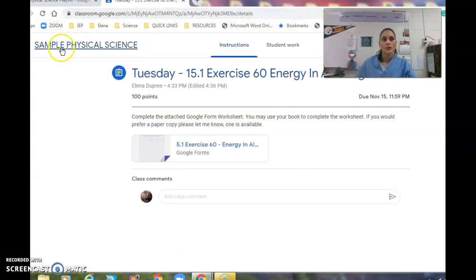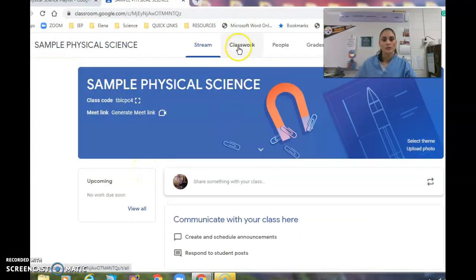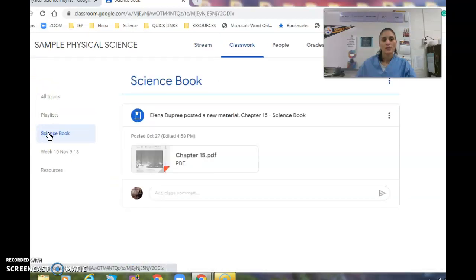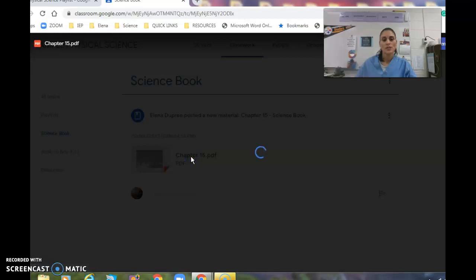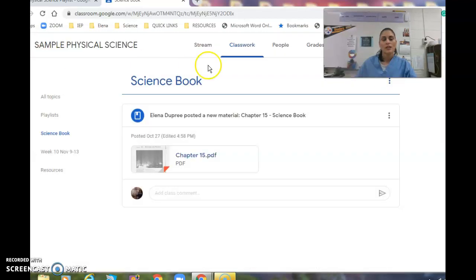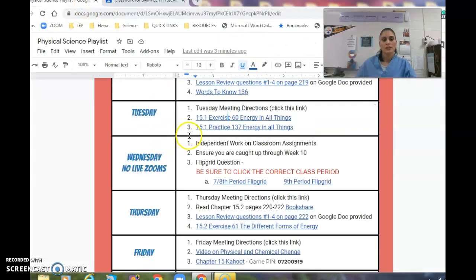Remember, your book is scanned right into your classroom. Just look to the left over here under Science Book. We are currently in Chapter 15, and there it is. Getting back into your playlist.